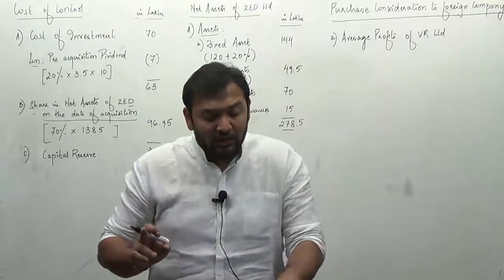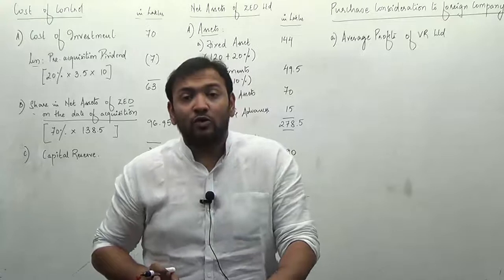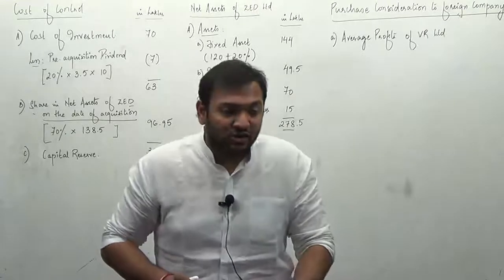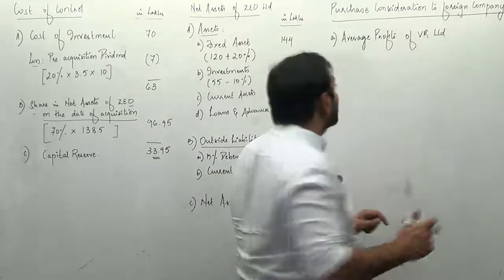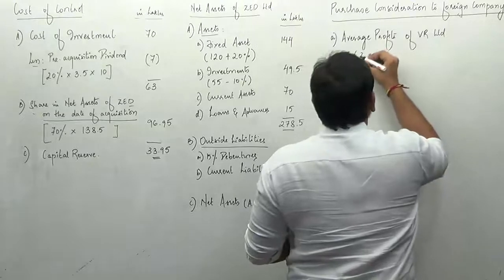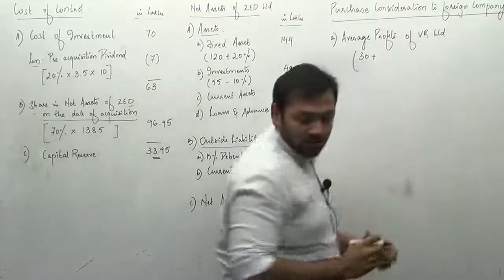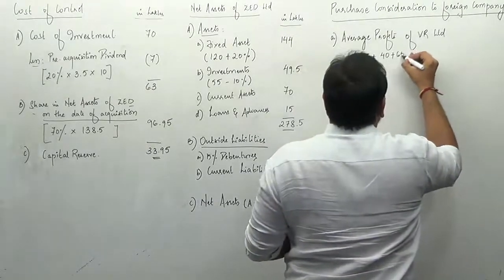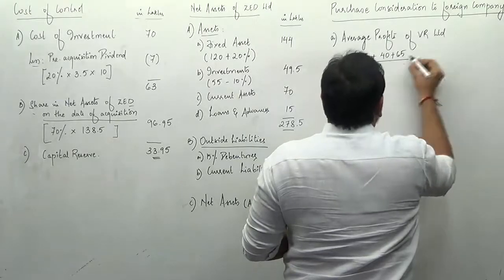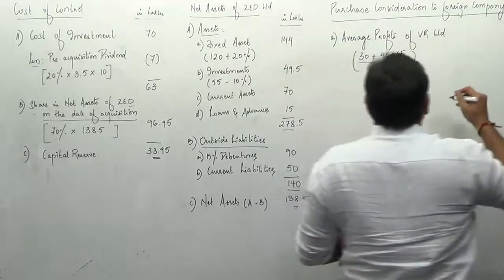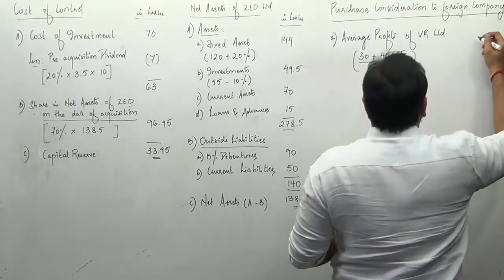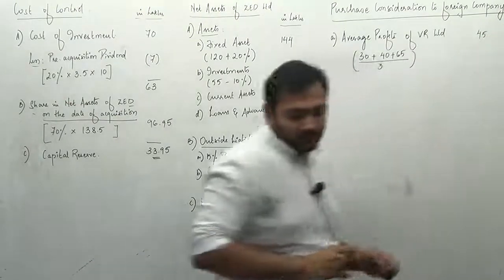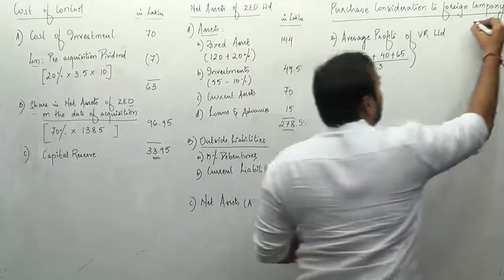But if the question had been drafted saying year 1 30, year 2 40, year 3 65, if it is clearly mentioned, then I will definitely take a weighted average. But here I will take a simple average for average profits. Average profits are 30 plus 40 plus 65 by 3, which is 45. Everything in lakhs again.